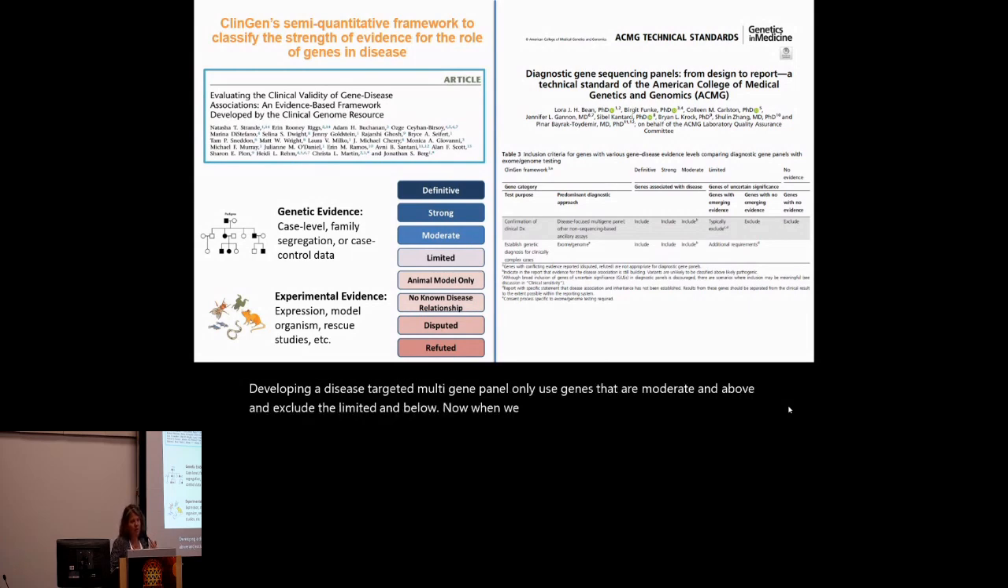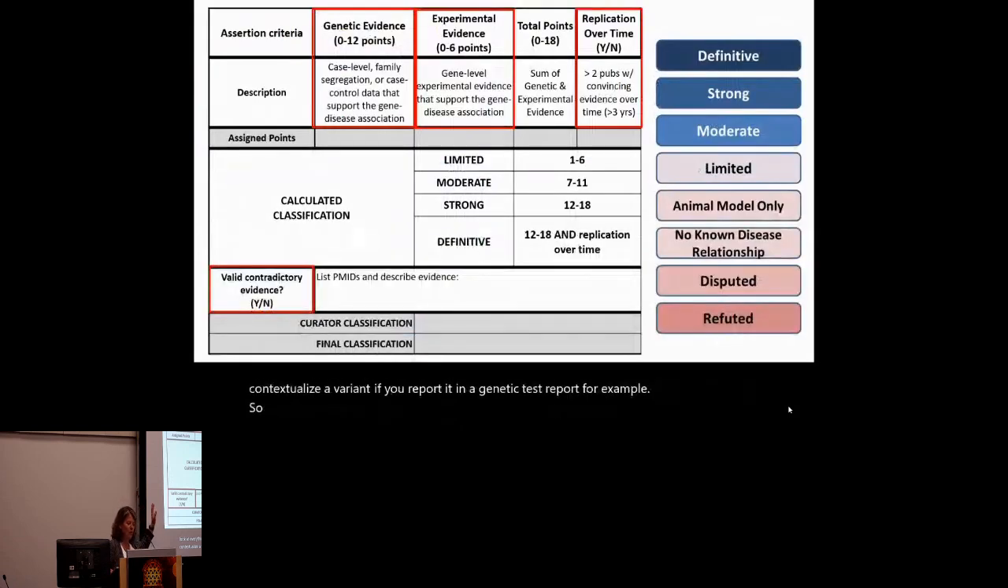Now, when we do exome and genome sequencing, we look at everything anyway, so those genes are still in there, but those classifications help contextualize a variant if you report it in a genetic test report, for example. So we score all that evidence. You can see the point ranges, and there's a very long SOP that our curators use to assess all this evidence, capture it in a data system, and then result in the final classification.